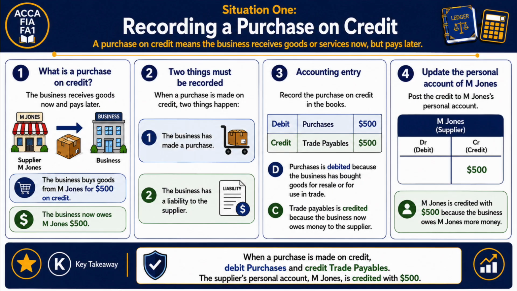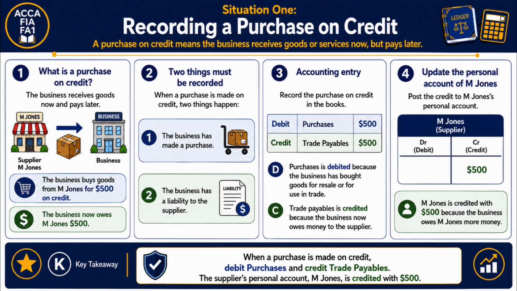Now let us explain why. The purchases account is debited because the business has bought goods for resale or for use in trade. The trade payables account is credited because the business now owes money to the supplier. At the same time, the personal account of M. Jones in the payables ledger is updated. The M. Jones account is credited with $500 because the business owes M. Jones more money.